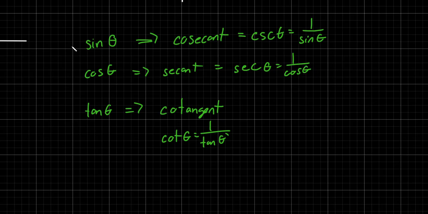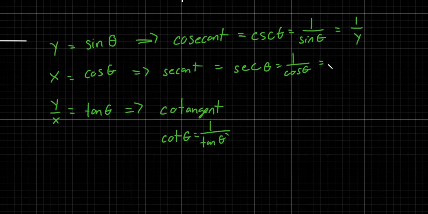On my unit circle, what is sine? X or Y? Y. What about cosine? X. And what is tangent? Y over X. So then what is cosecant? 1 over Y. So what is secant?